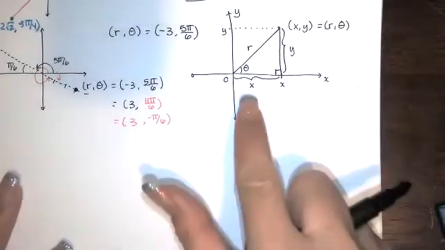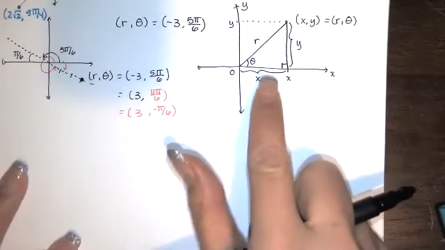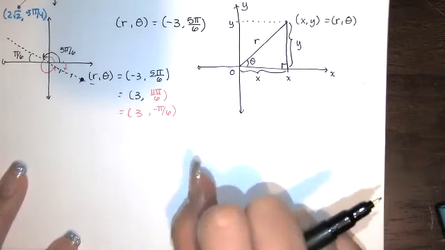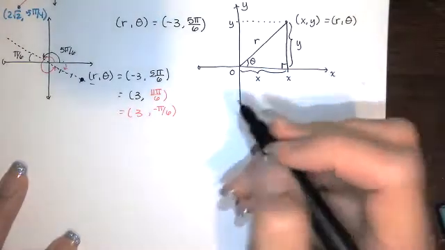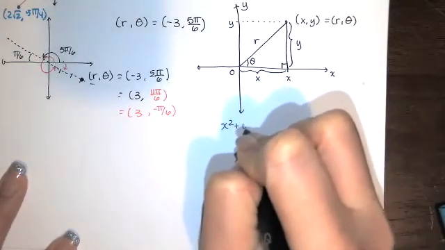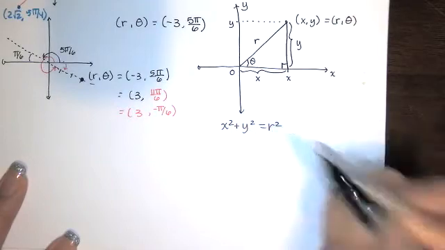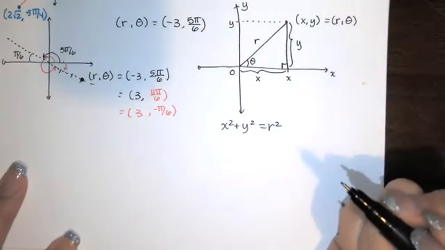For one thing, I've got a right triangle. So I know that this leg squared plus this leg squared equals the hypotenuse squared because of the Pythagorean theorem. So I've got x squared plus y squared equals r squared.